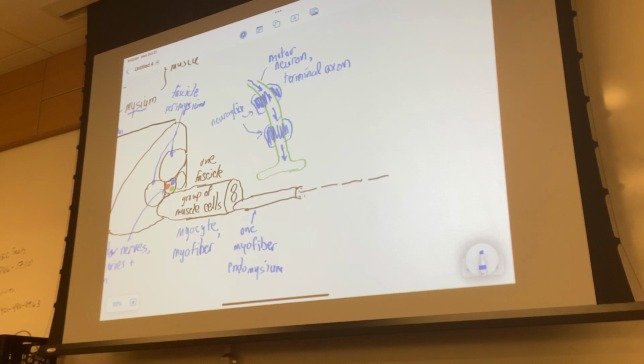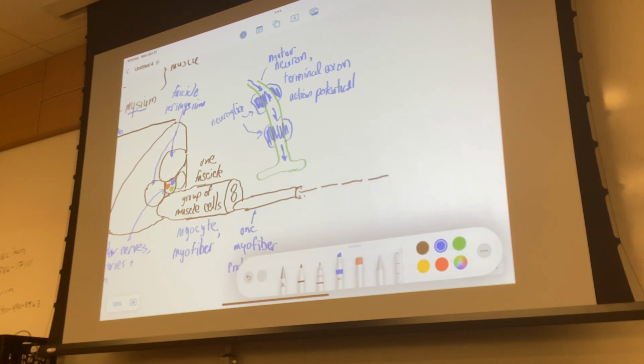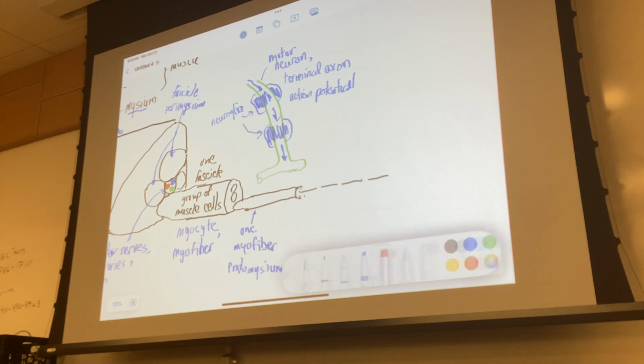to the muscle. And the term is action potentials. I'm going to make this green part a little bit bigger.